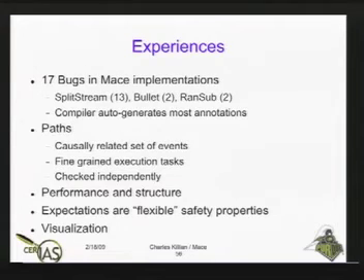Okay? So these paths are causally related sets of events, which are marked by fine-grained execution tasks. These paths are checked independently, and they give you the ability to do what I think of as flexible safety properties. Right? I want to flag things that are outside my expectations so that I can look at them more closely. They weren't necessarily bugs, but they're worth additional looking. And of course pip comes with a great visualization tool as well, to let you see the paths, the aggregate statistics, and so forth.